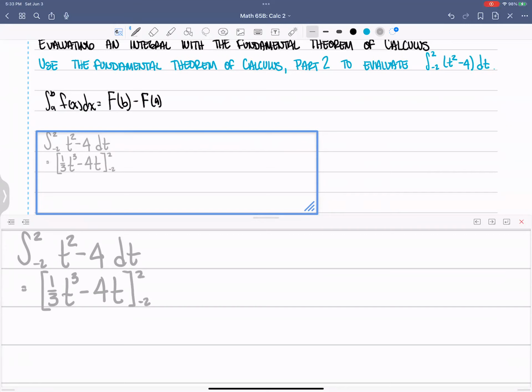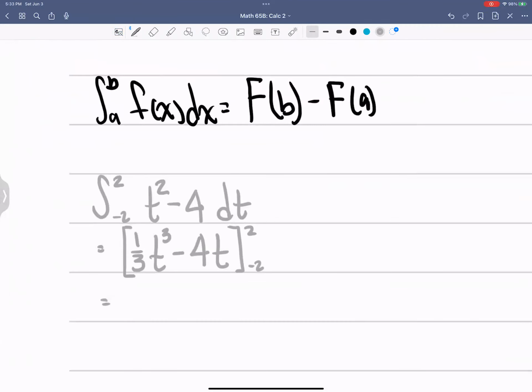Starting with that -2, we're going to evaluate that middle part here. We're going to evaluate this here at 2. Let's put it in brackets. 1/3 t is now going to be 2, so 1/3 times 2 cubed minus 4 times t, which is 2. And we have that part.